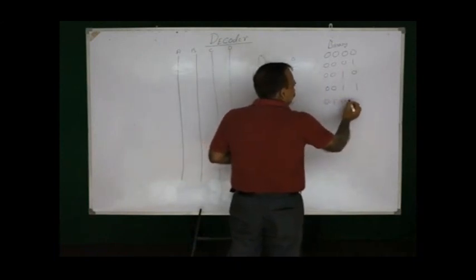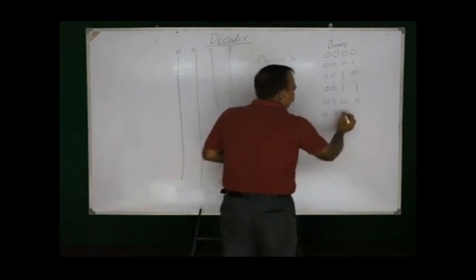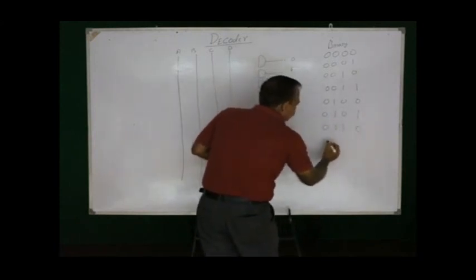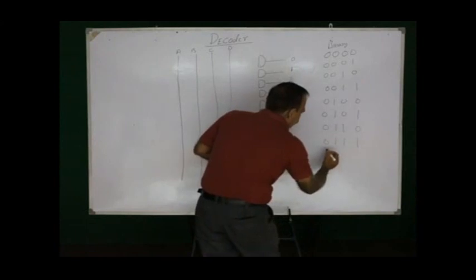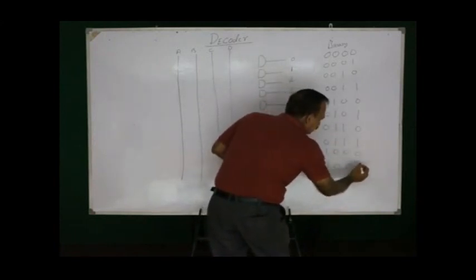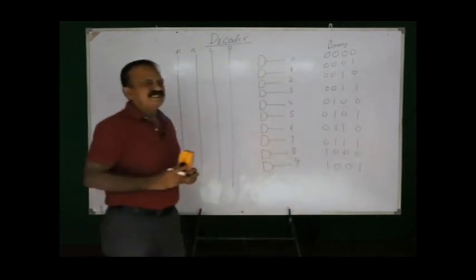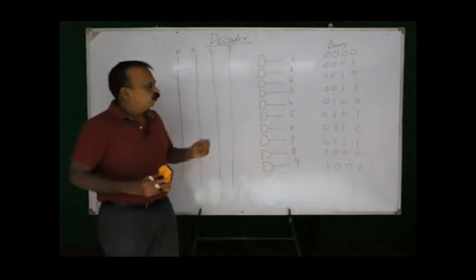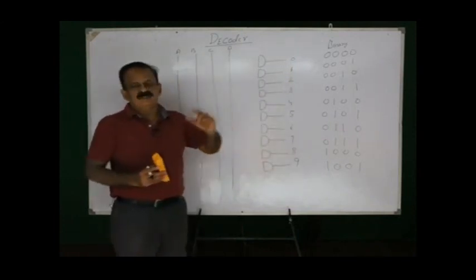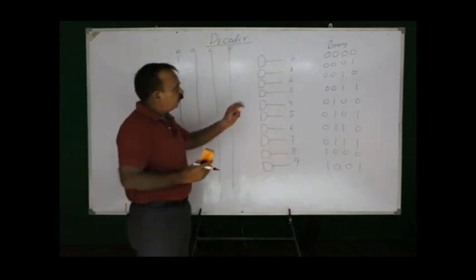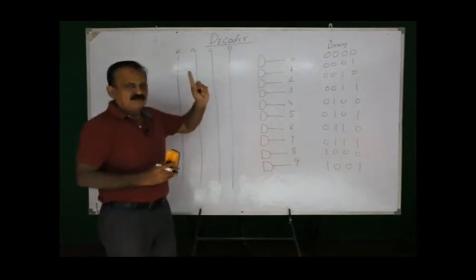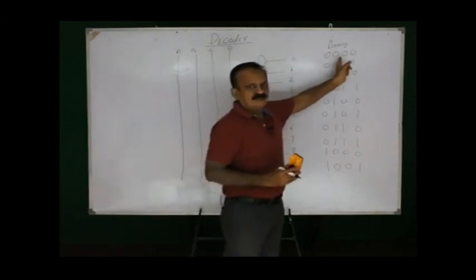4, this one is 4. The 5, this one is 5. 6, this one is 6. 7, 1 1 1 is 7. 8, 1 0 0 0, and 9, 1 0 0 1. These are the binary numbers whose decimal equivalents are these. Now the input of this particular gate will be connected to the fundamental product of this number.